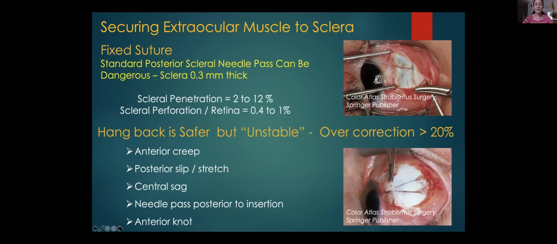The problem is that the muscle may not adhere at the desired recession point. And animal and clinical studies recently have shown that the suspended muscle can shift horizontally or vertically, can creep forward when attempting large recessions, and may increase the risk of late posterior slippage and overcorrection.